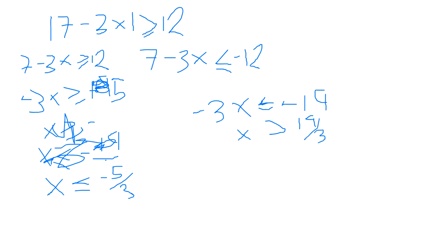Then on the number line, x is less than or equal to minus 5 over 3, and greater than or equal to 19 over 3. So we are going to have minus 5 over 3, then 19 over 3.